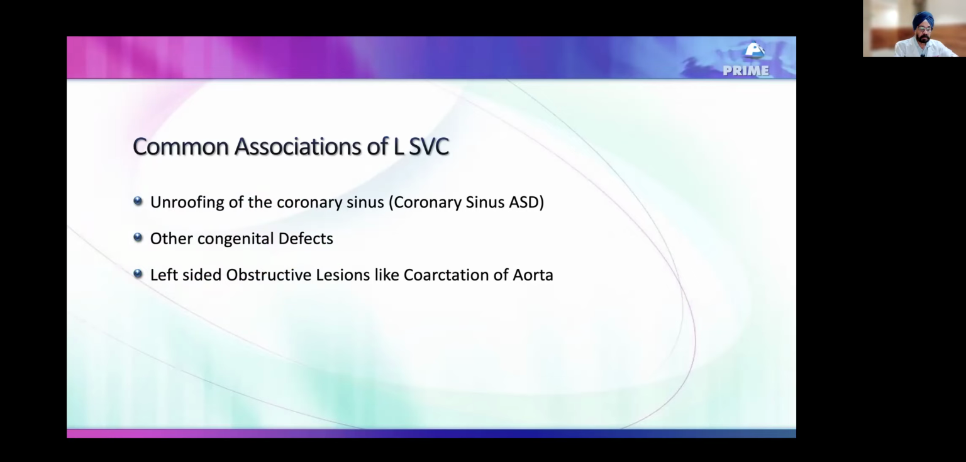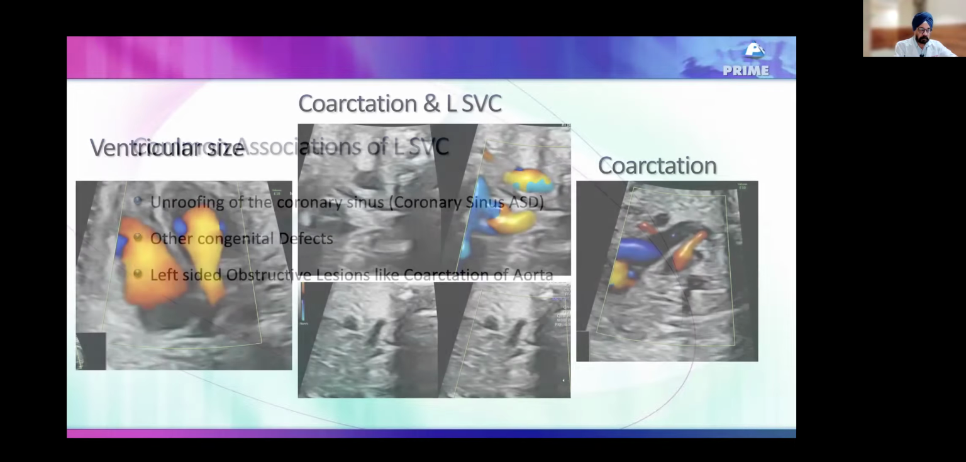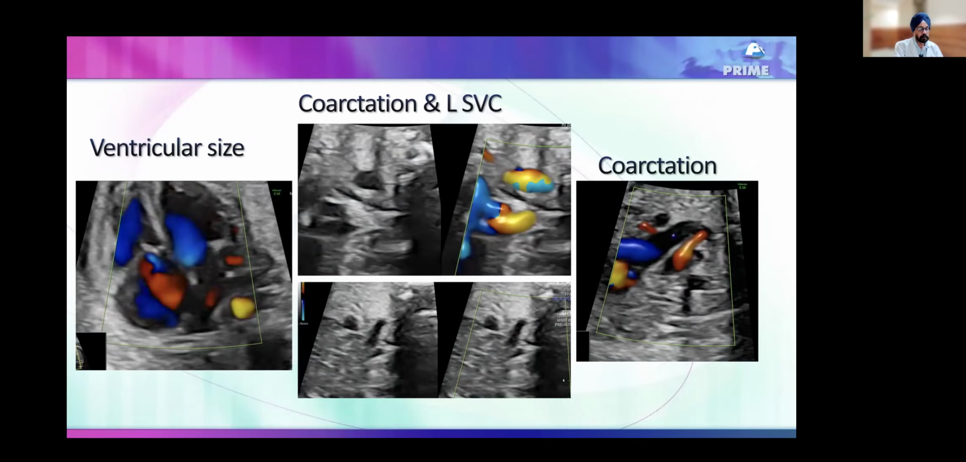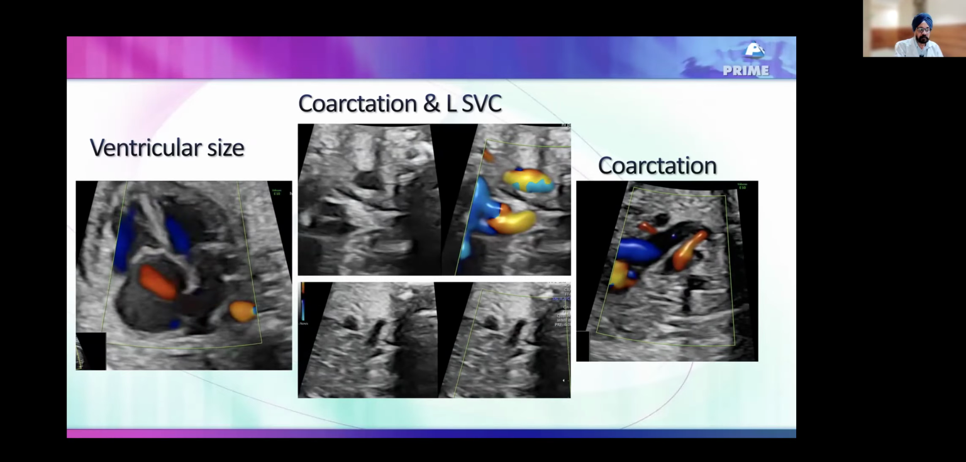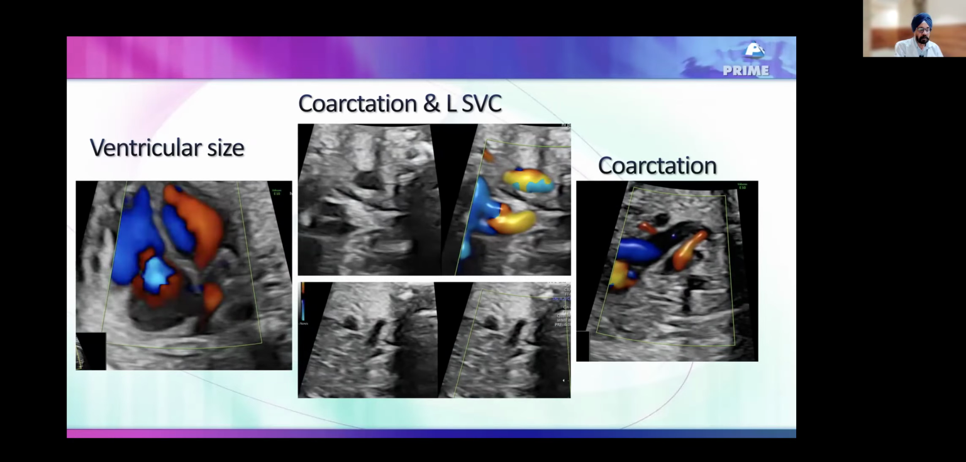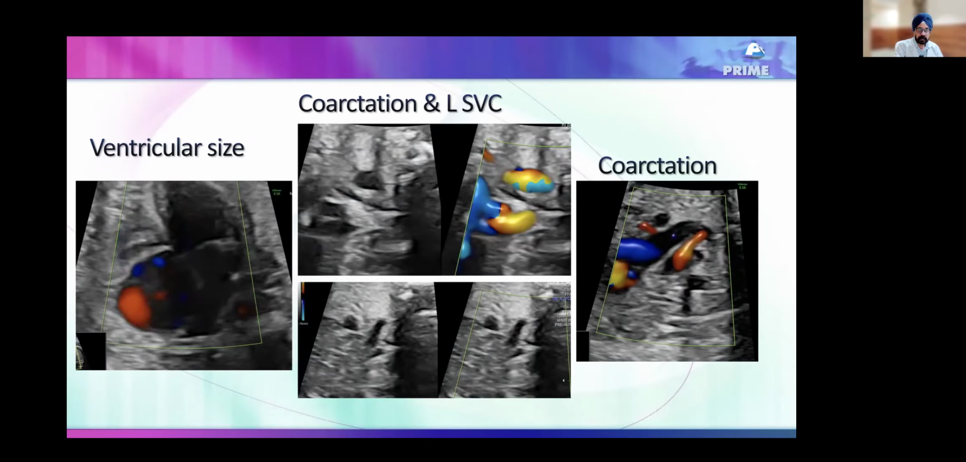And these are common associations. We are not sure as yet because the literature is divided on the presence of a coarctation of aorta with the left SVC. We think it's pure coincidence. Even left SVC can produce what we call a ventricular disparity.